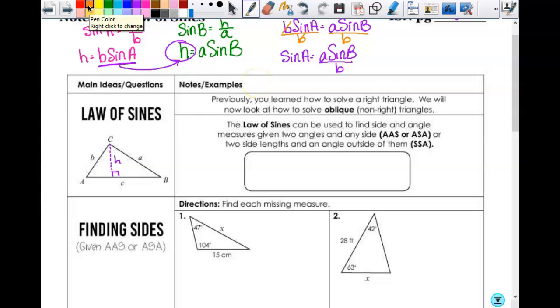Everybody with me? Then I'm going to divide both sides by A so that those cancel out. So in the end, what I have is that the sine of angle A over the side length A is equal to the sine of angle B over the side length B. Okay, so it's a nice little proportion that's pretty easy to remember. Because A goes with A, B goes with B, and there you go.